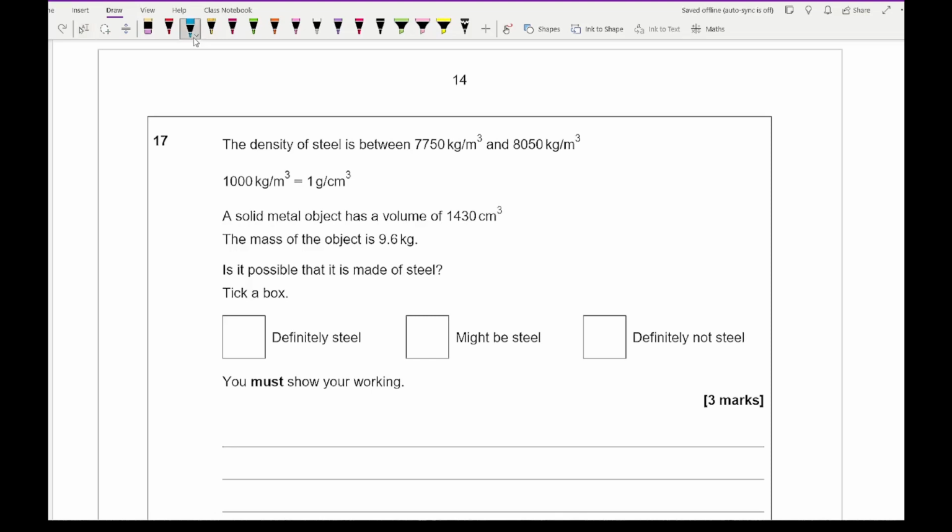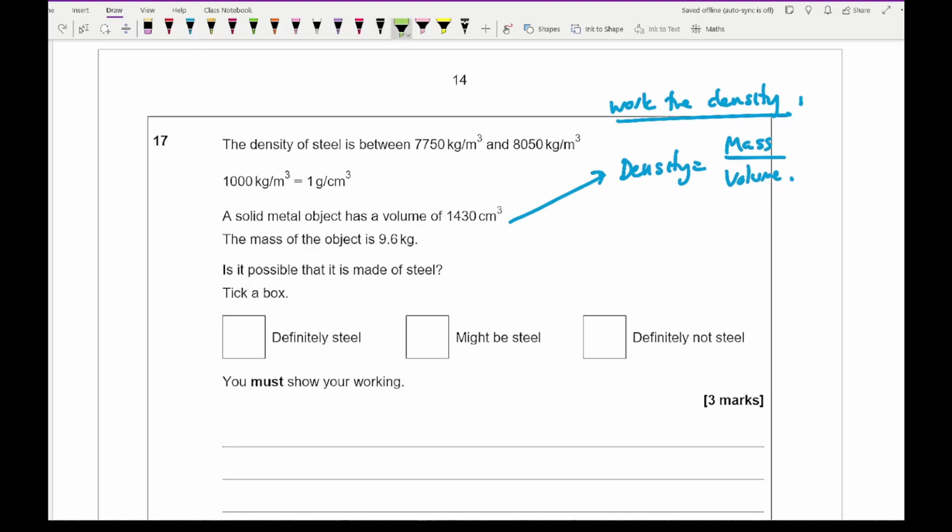So what we need to do is work out what this question is asking, which is to work out the density of this metal object. Now, density is equal to mass over volume. Now, this is one way, you don't actually need to do this, but what we need to do is we've got a mixture of units.